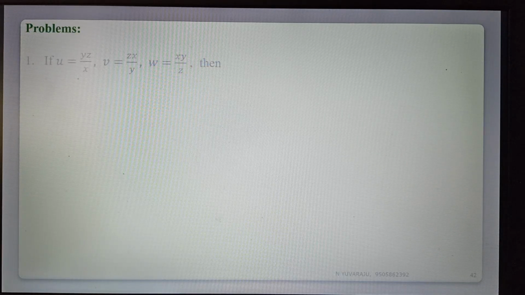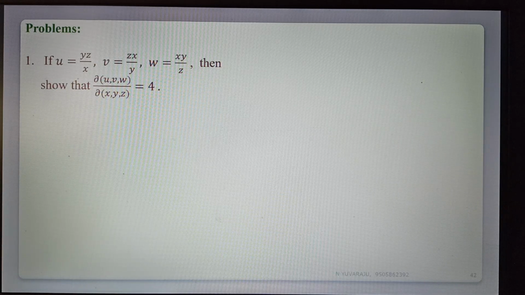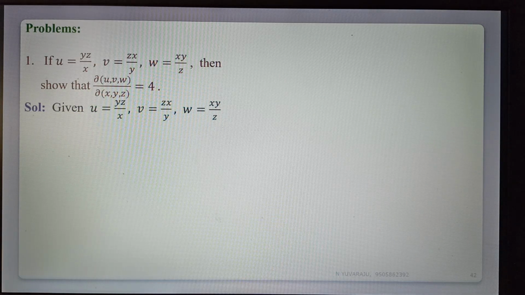See the problem examples. First one: if u is equal to yz by x, v is equal to zx by y, w is equal to xy by z, then show that ∂(u,v,w)/∂(x,y,z) is equal to 4. Now find the Jacobian of u, v, w with respect to x, y, z, given u, v, w.